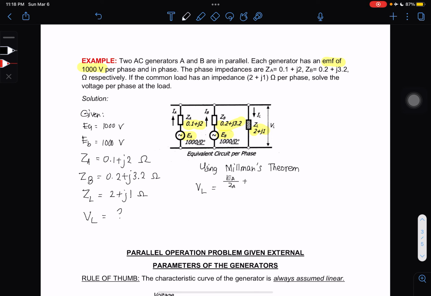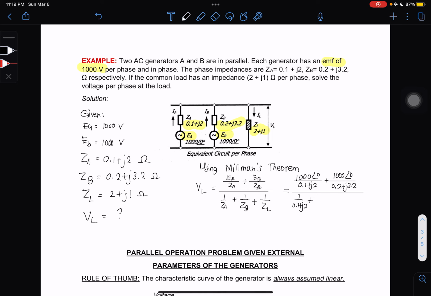So duha ka generator atong given. So EB over ZB divided by 1 over ZA plus 1 over ZB plus 1 over ZL. So mara niya itong formula. So substitute, EA nato is 1000, angle niya 0, and ZA is 0.1 plus j2, plus atong EB, so same, divided by ZB nato is 0.2 plus j3.2. So substitute lang, no? 1 over 0.1 plus j2 plus 1 over 0.2 plus j3.2 plus atong ZL 2 plus j1.